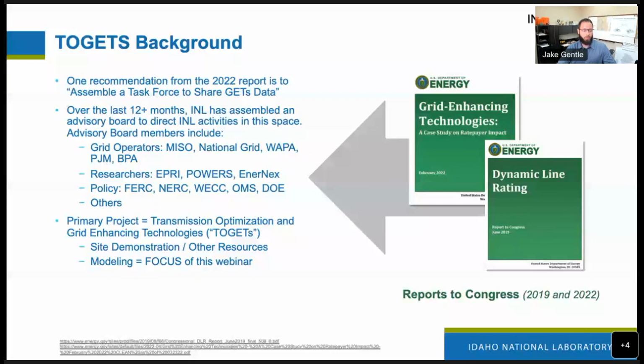Some of the recommendations from the 2022 report was really to assemble a task force. And the underlying focus of that task force would be to articulate and communicate grid enhancing technologies and share data. So we achieved that through the transmission optimization with grid enhancing technologies, or TOGETs project. And through that process, we picked up a lot of new team members, if you will, through the advisory board. Some of those participants came from grid operators like MISO, National Grid, WAPA, PJM, and BPA. We also looked at different research institutions like EPRI, power engineers, consultants like Internex and Telos, and then even some of our good friends at FERC, NERC, WEC, and others. So we appreciate the opportunity to build that advisory board.